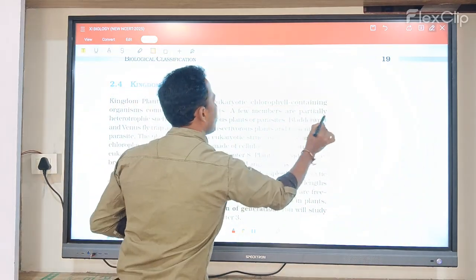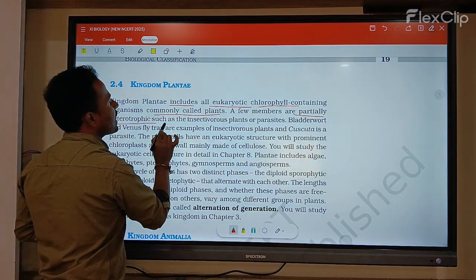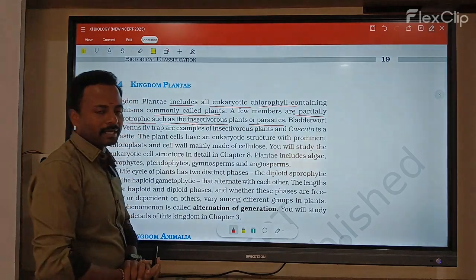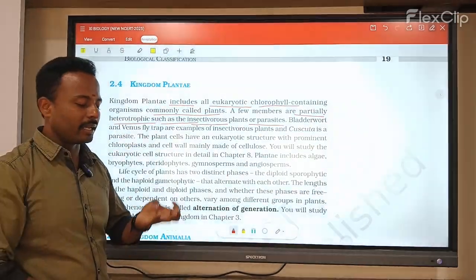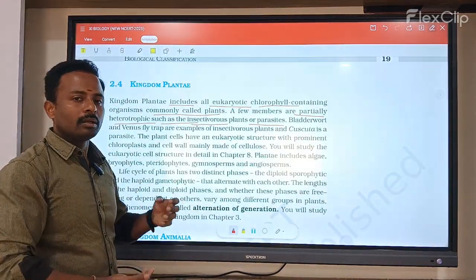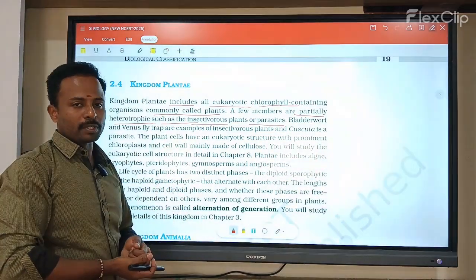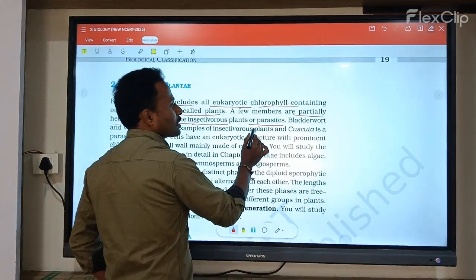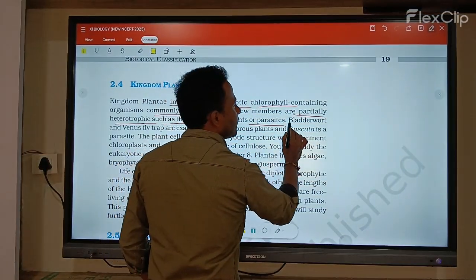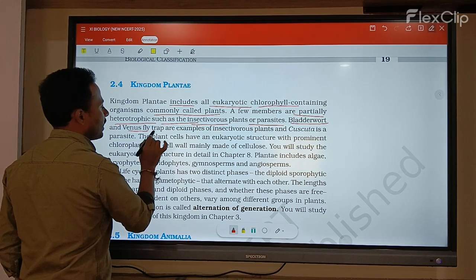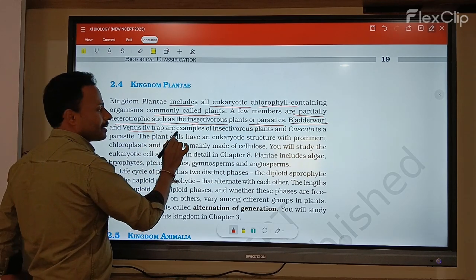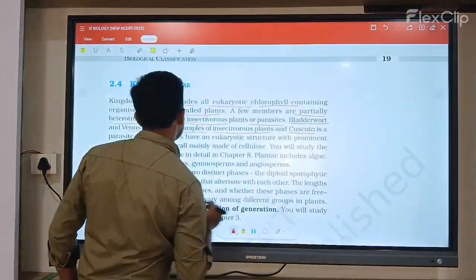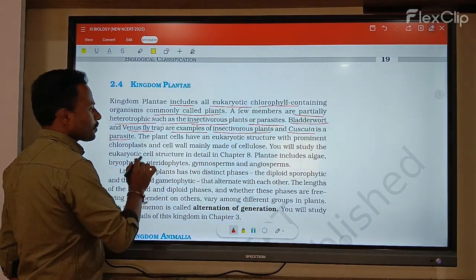A few members are partially heterotrophic, such as insectivorous plants or parasitic plants. Some members like Nepenthes and Drosera are heterotrophic organisms. Bladderwort and Venus flytrap are examples of insectivorous plants, and Cuscuta is a parasite.